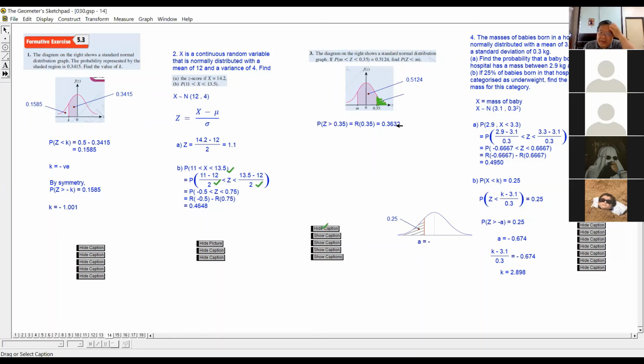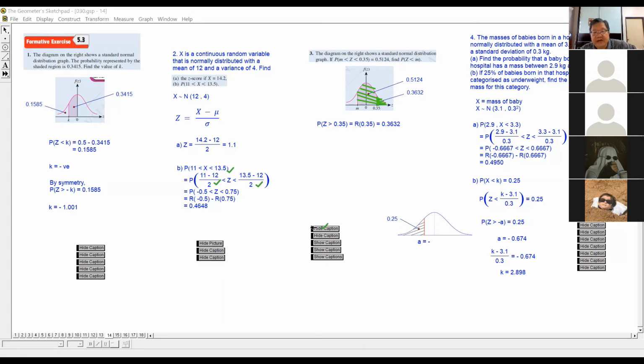I type R 0.35. So the answer is 0.3632. It means that this green area here is 0.3632. Now if this is 0.3632, can you tell me what is the probability of Z greater than M? Probability of Z greater than M is this whole thing here, including this part.